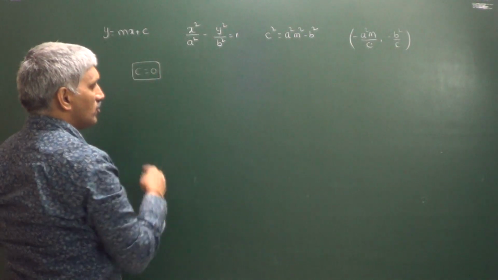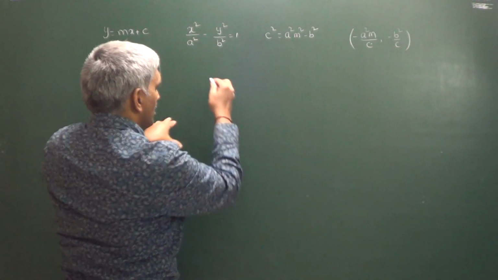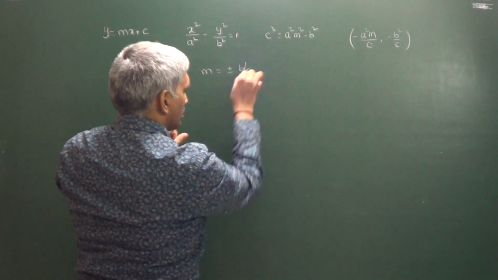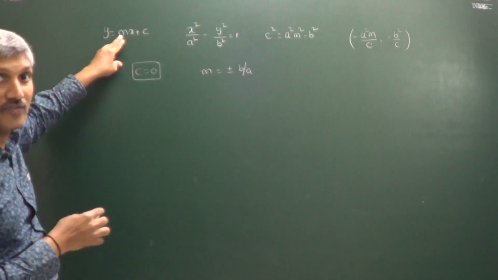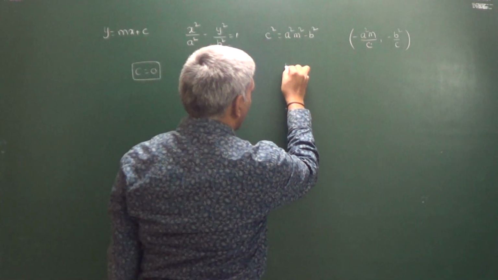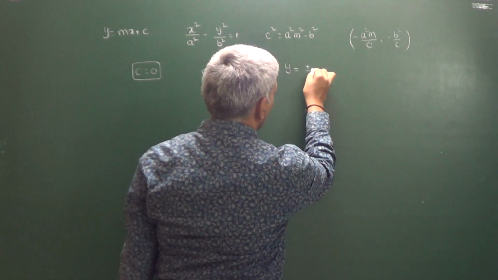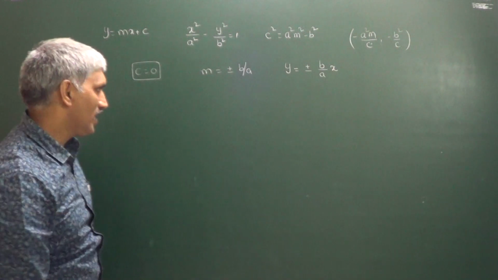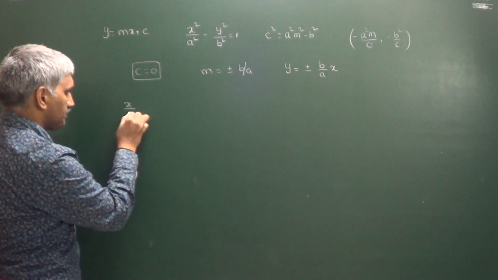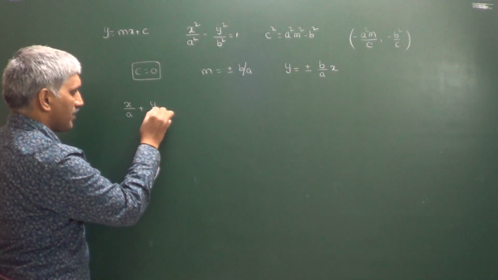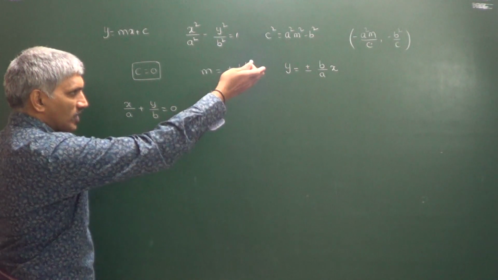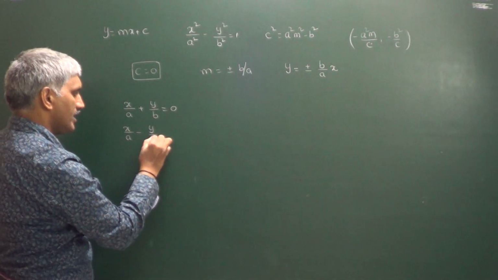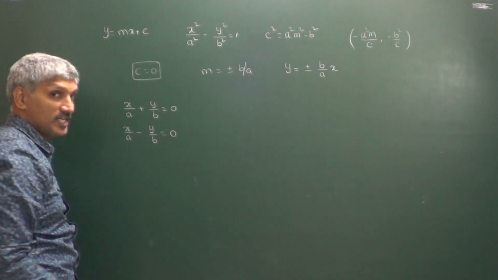But when c is equal to 0, what happens? You will get m is equal to plus or minus b by a. Then what is the equation of the tangent? Now those tangents at infinity become y is equal to plus or minus b by a into x. So now I can say x by a plus y by b is equal to 0 is one line. The next line, x by a minus y by b is equal to 0, is another asymptote.